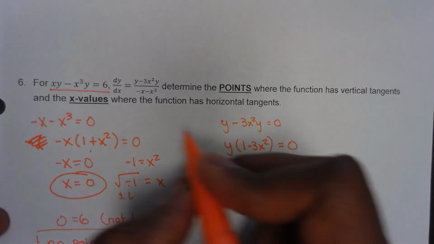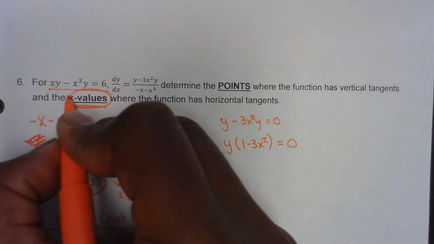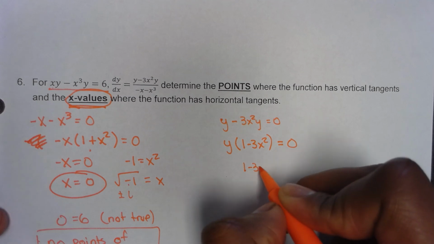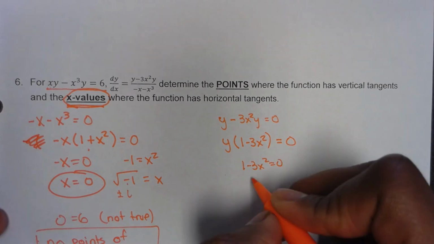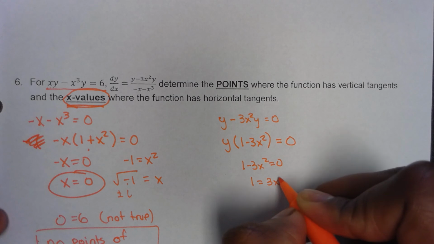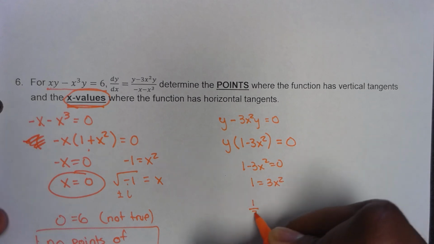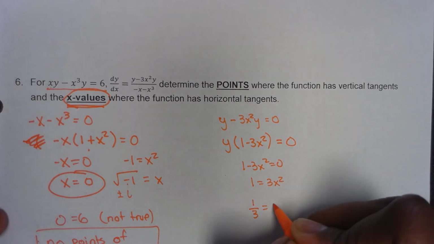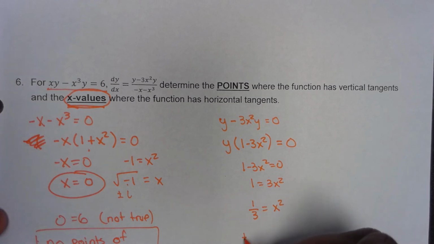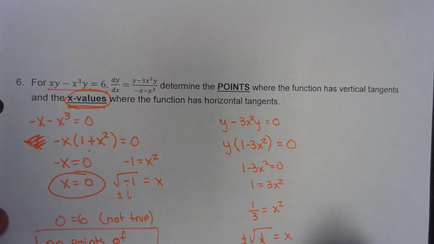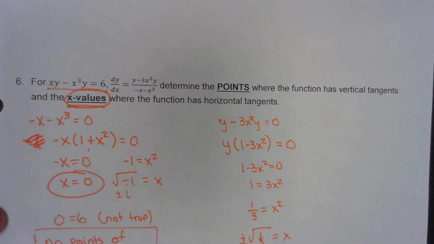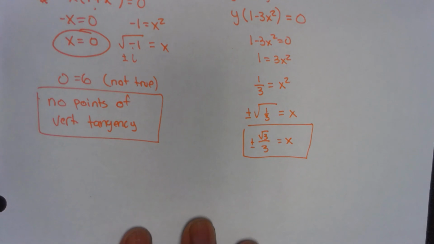We don't care about the y because it says find the x values. So 1 minus 3x squared equals 0. 1 equals 3x squared. 1 divided by 3 equals x squared, plus or minus the square root of 1/3 equals x. Some of you rewrote this as plus or minus the square root of 3 divided by 3 equals x. That is correct.